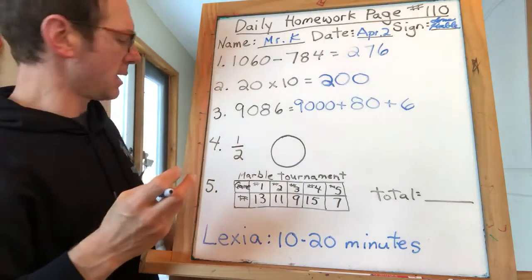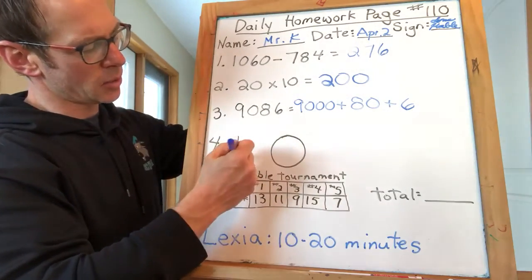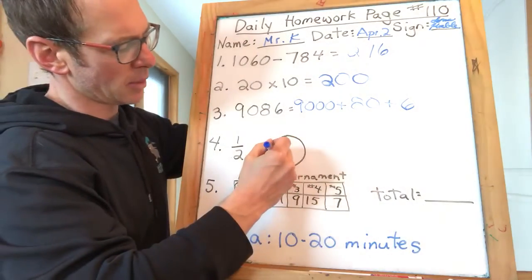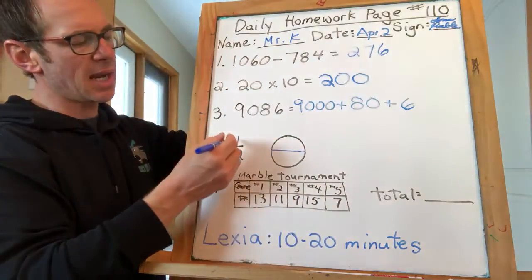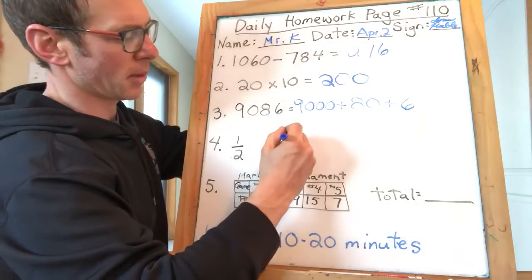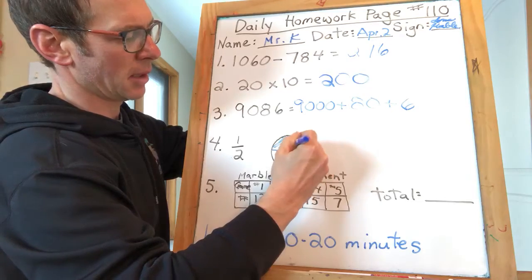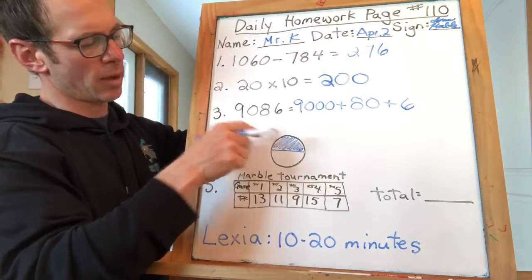The fourth question says 1/2. Show this circle. So what we need to do is we need to split this circle into 2 equal parts. It doesn't really matter how we do it. I'm going to go crossways. And I wanted you to shade in one of those parts. So 1/2 would look something like this. Okay? 2 equal parts and one of them is shaded in.